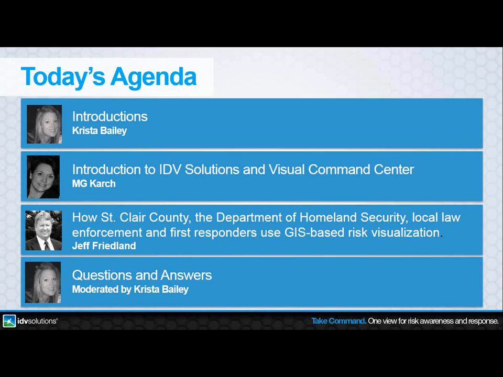We're going to start off by hearing from MG Karsh from IDV Solutions, and MG is going to be giving us an overview of who IDV Solutions is and tell you a little bit about our enterprise risk visualization solution that we offer. After that, we'll be hearing from Jeff Friedland about the challenges that the Department of Homeland Security faces and how they are currently using risk visualization technology on a day-to-day basis to manage those challenges. And then again, at the end of that presentation, we'll open it up for some questions and answers that Jeff and MG will take for us.